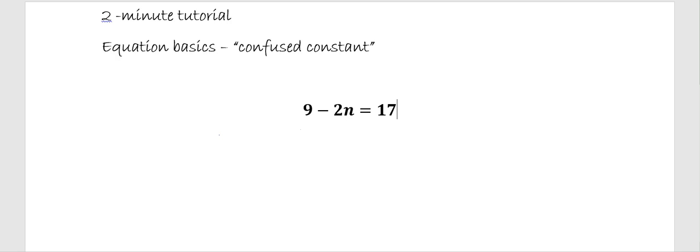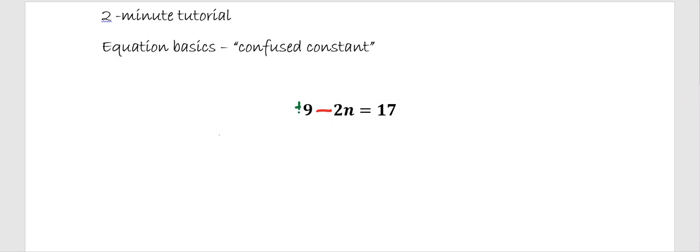In today's 2-minute tutorial, we take on the confused constant. This constant here, this 9 in this two-step equation, is confused because it has this subtraction sign that has no connection to it whatsoever in terms of its value. We want to help this 9, this constant, not to be confused.